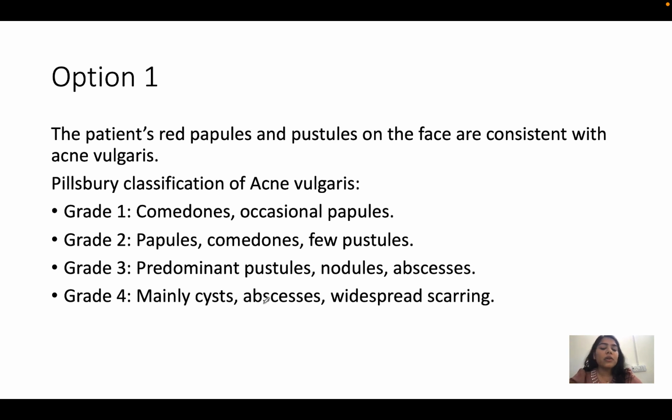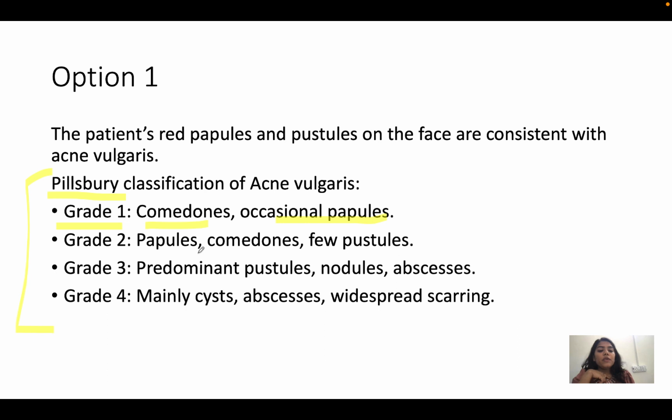Acne vulgaris is a chronic inflammatory disease which primarily involves the pilosebaceous follicular unit. The classification and grading of acne vulgaris is done by the Pillsbury classification, which also helps you learn the morphology of acne vulgaris, how it manifests. Grade 1 is primarily a comedonal acne. You will see comedones and occasionally one or a few papules.